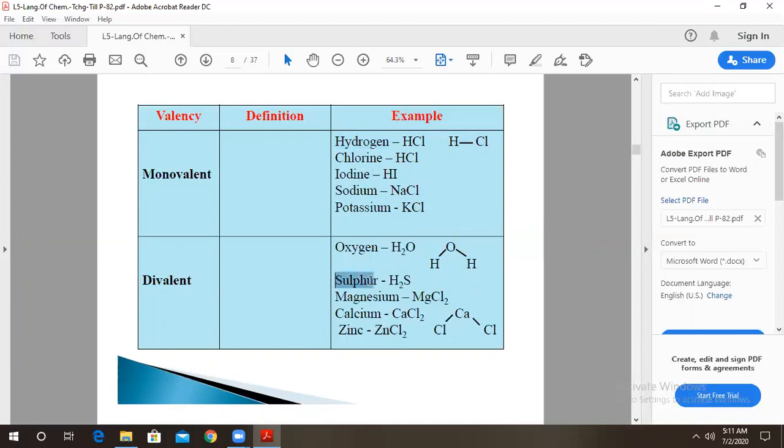Next are sulfur, magnesium, calcium, zinc. All are divalent. See this calcium combining with two chlorine atoms, so it is divalent, and chlorine is monovalent. So chlorine combines with only one calcium.